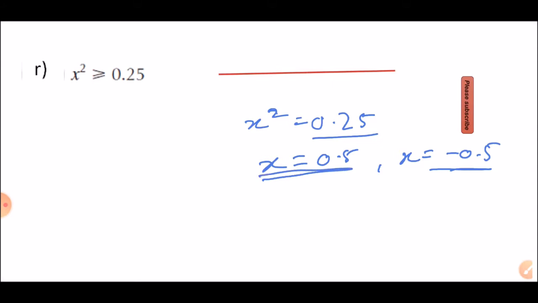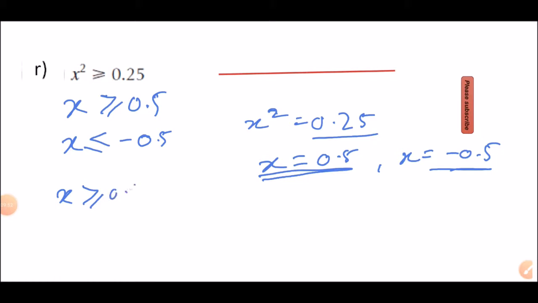Now the positive one is easy, you just copy the sign down like this, and for the negative one you have to flip the sign like this. So the answer will be written like this, and a comma.